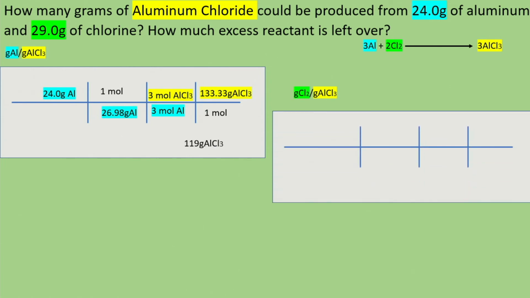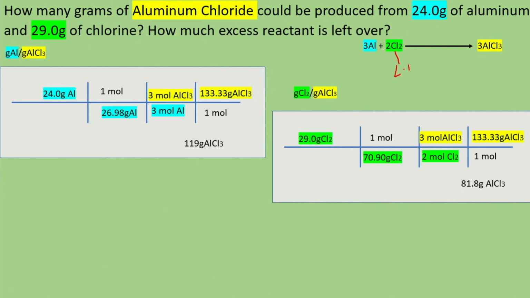For our other reactant, chlorine, we'll go ahead and divide by its molar mass, we'll apply our mole ratio, and we'll multiply by our molar mass of aluminum chloride. And that gives us 81.8 grams of aluminum chloride. So from this, we can see that our chlorine is our limiting reactant. So it's a good idea to go ahead and label that in your reaction. So the chlorine is the limiting reactant and your aluminum is your excess reactant.